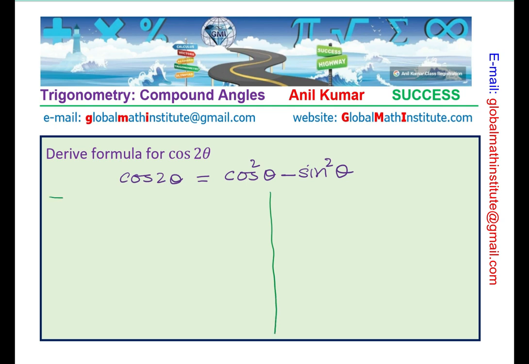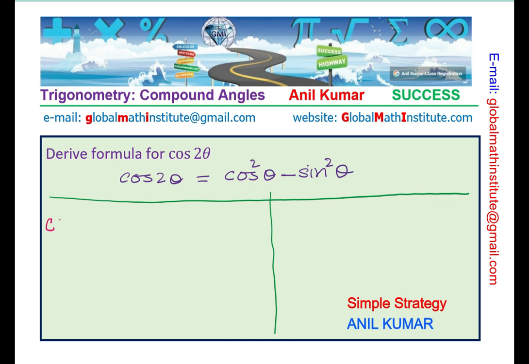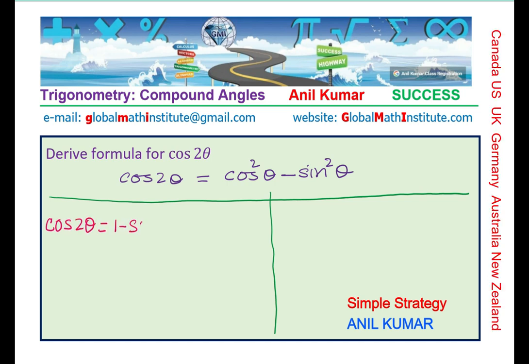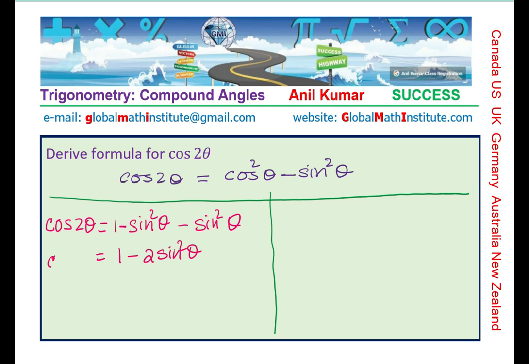So in the first case, what are we going to do? We are going to split cos square theta as 1 minus sin square theta. So we can write this as cos 2 theta equals 1 minus sin square theta, and we already have minus sin square theta, and that gives you 1 minus 2 sin square theta. So this is your second formula on cos 2 theta. Let me call this formula number 2.